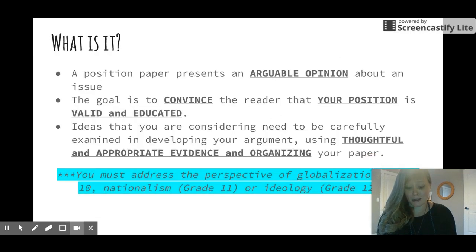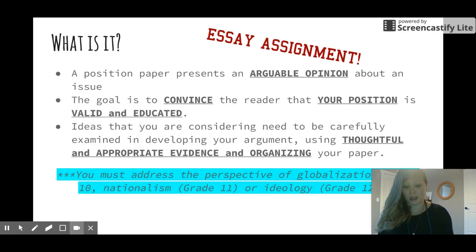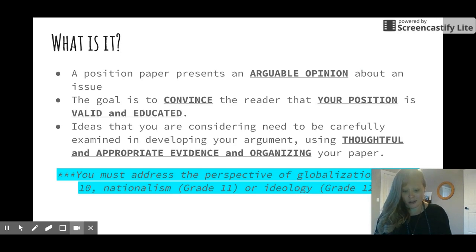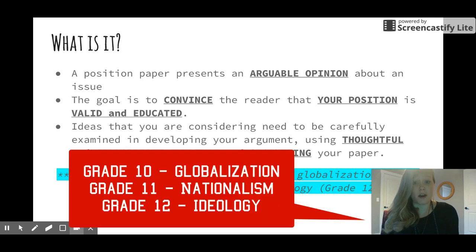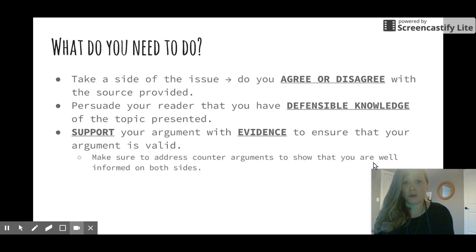Basically, it is an essay where you will need to present an arguable opinion on the issue and convince the reader that your position is the right one by providing evidence in an organized manner. If you're in grade 10, you will be addressing the perspective of globalization, in grade 11 nationalism, and in grade 12 ideology. So what do you need to do?